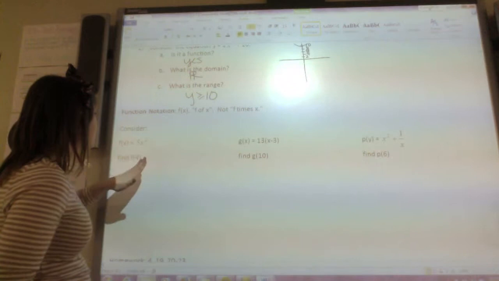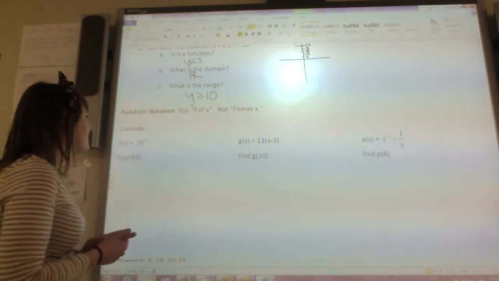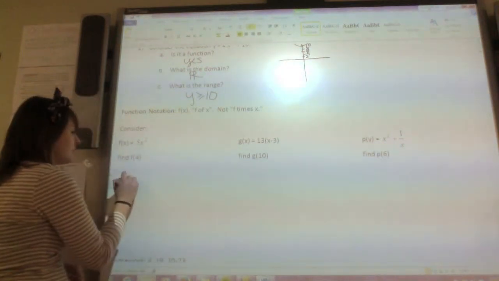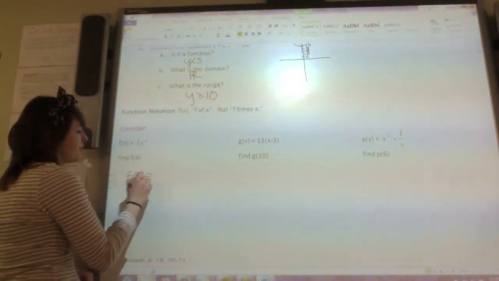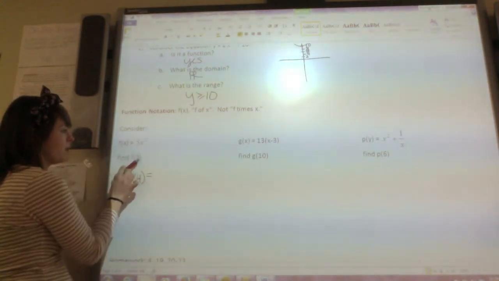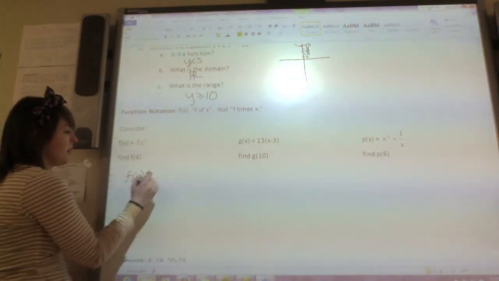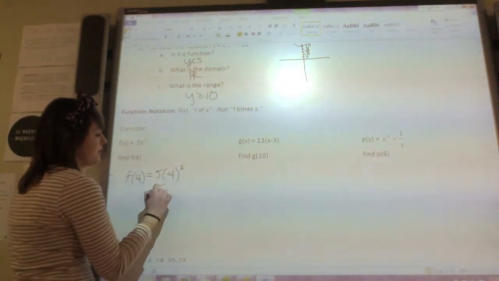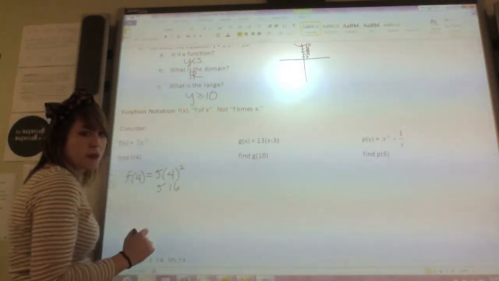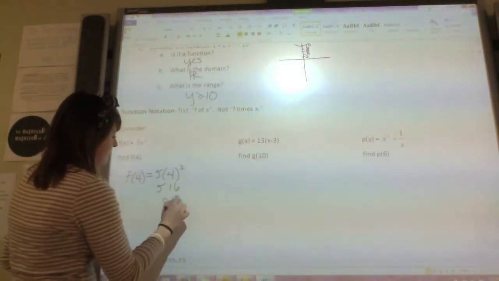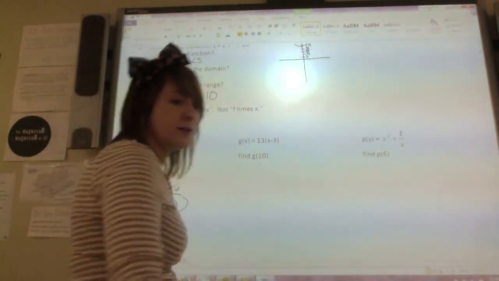Okay, so let's consider f of x equals 5x squared. If I want to find f of 4, basically what that's asking me to do is plug 4 in for my x value. So I'm replacing my x value with 4, therefore that's what I'm going to do in my equation. So I'd have 5 times 4 squared, which is 5 times 16, which is 80. So f of 4 equals 80.